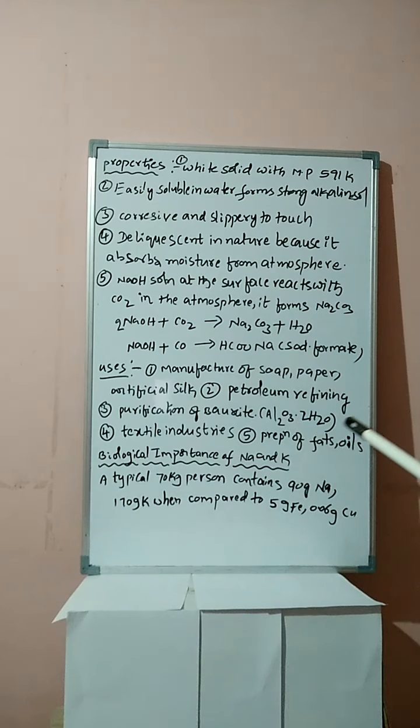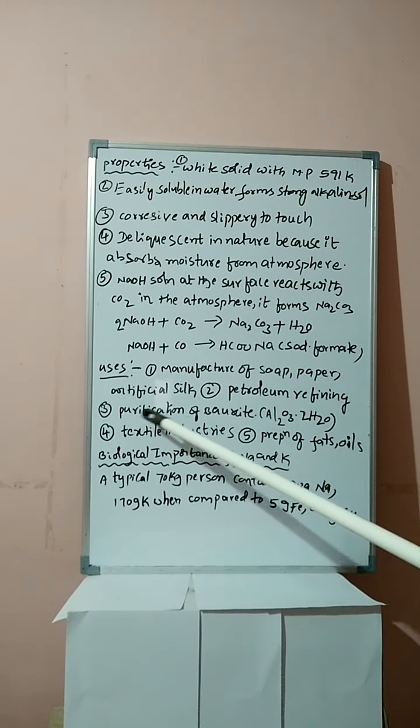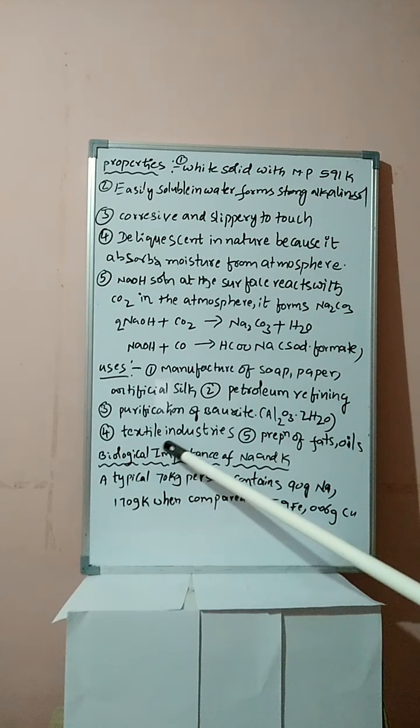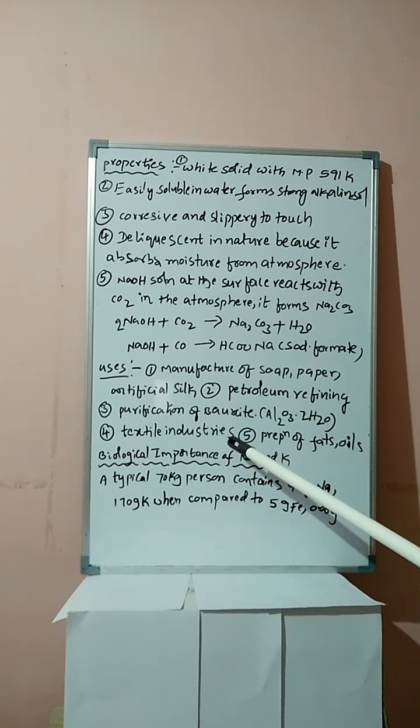White bauxite, red bauxite is there. In our syllabus it is not there, in the PU syllabus it is not there. Okay. Anyway, in purification of bauxite also we are using sodium hydroxide. In the textile industry also we are using sodium hydroxide. In the preparation of fats and oils also we are using sodium hydroxide.